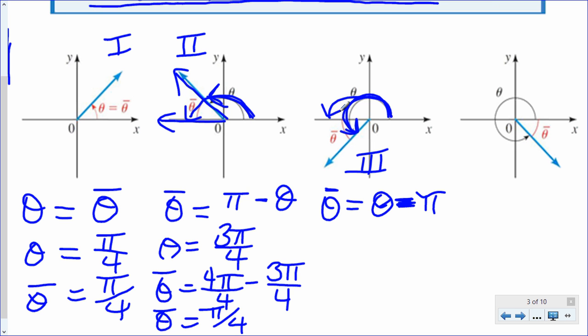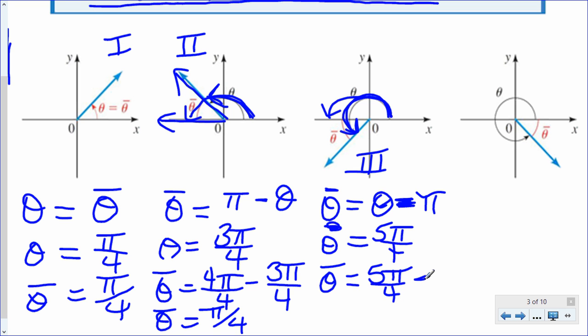Okay, so let's say that theta is 5 pi over 4, which is in quadrant 3. Then to find our reference angle, we're going to take theta and subtract pi, or 180. Okay, so then we need a common denominator, so we'll make that 4 pi over 4, and notice that if we subtract our numerators, 5 pi minus 4 pi is again pi over 4.